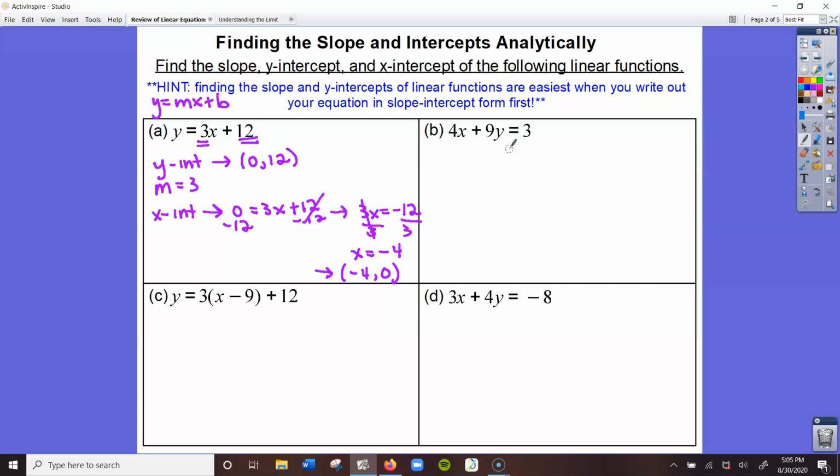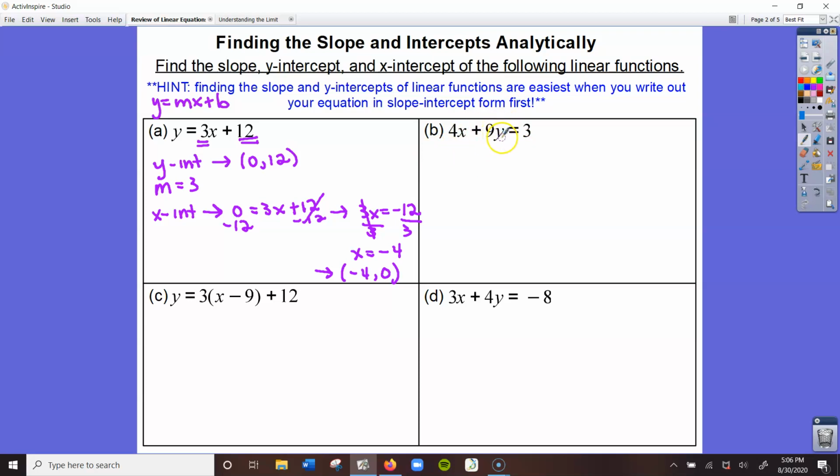So I'm going to need to rewrite this in a way that I can tell some of that information. You can either choose to solve for the intercepts first, or you can write this in y equals mx plus b format. And if you do, that would give you your slope and the y-intercept. And then you would just have to solve for the x-intercept. So I'm going to do that first. I'm going to rewrite this in y equals mx plus b format. That means that I want to get this y alone.